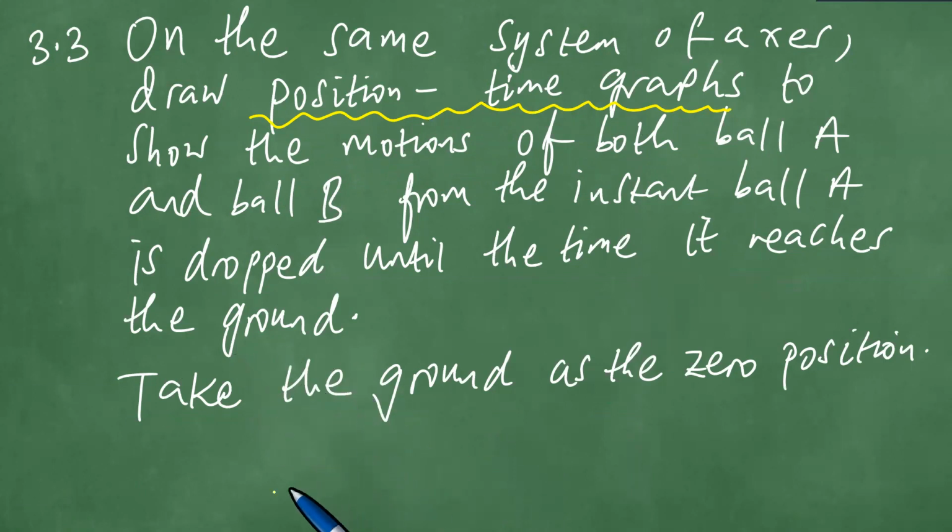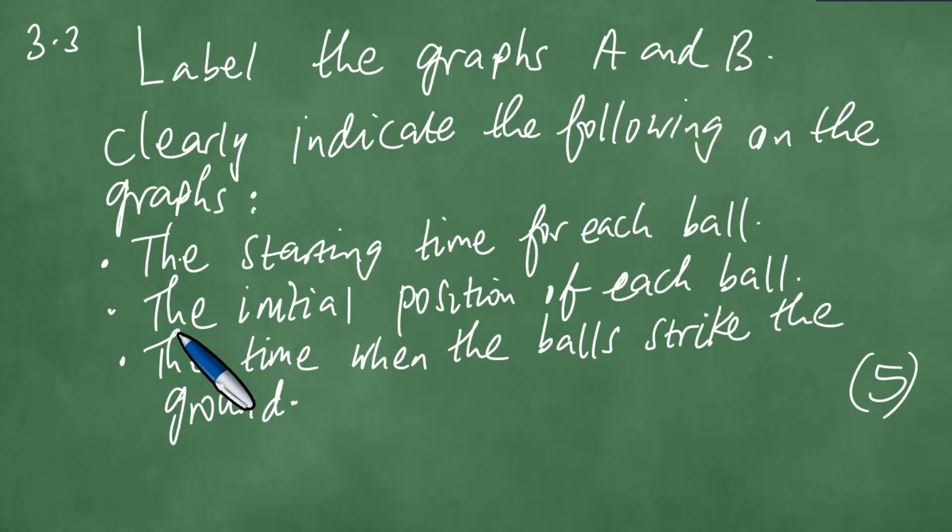Take the ground as the zero position. Label the graphs A and B. Clearly indicate the following on the graphs: the starting time for each ball, the initial position of each ball, and the time taken when the balls strike the ground. Okay, so let's just see that.